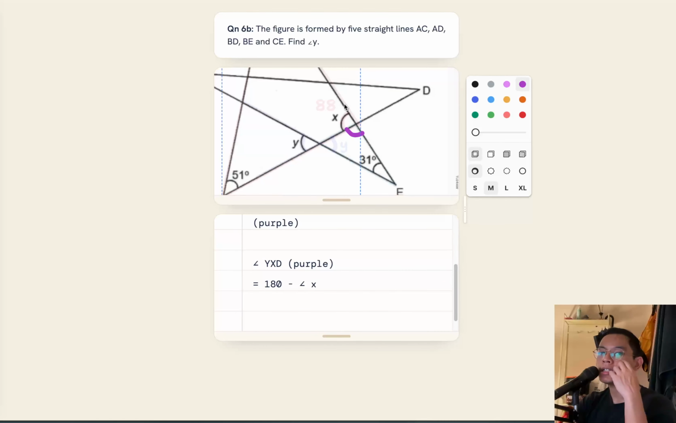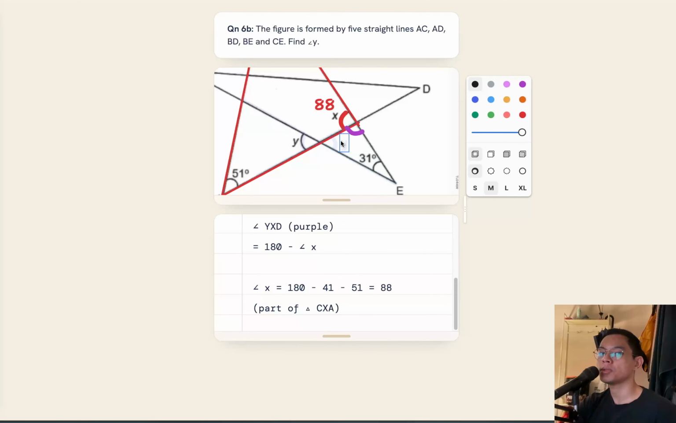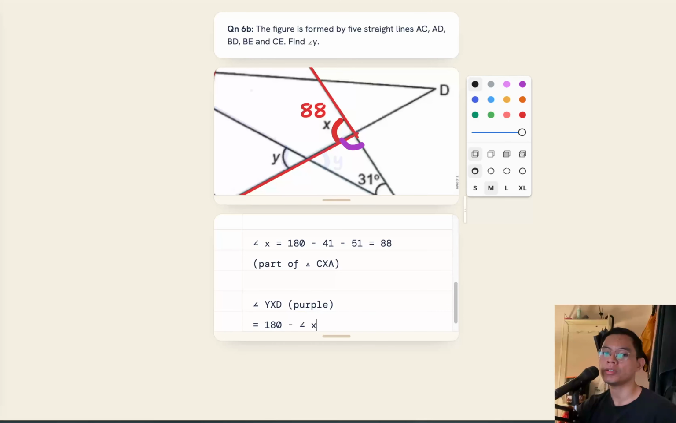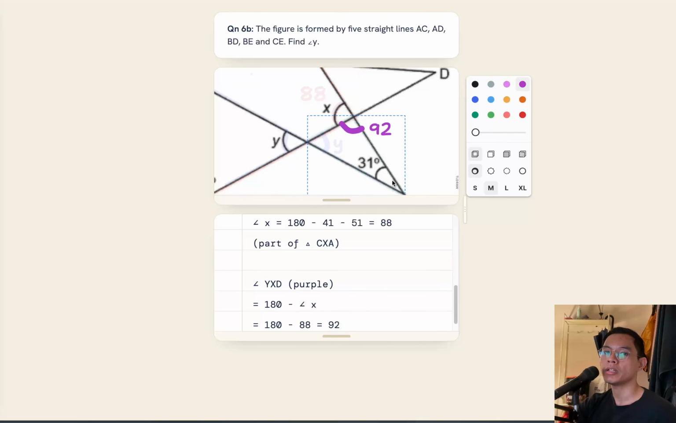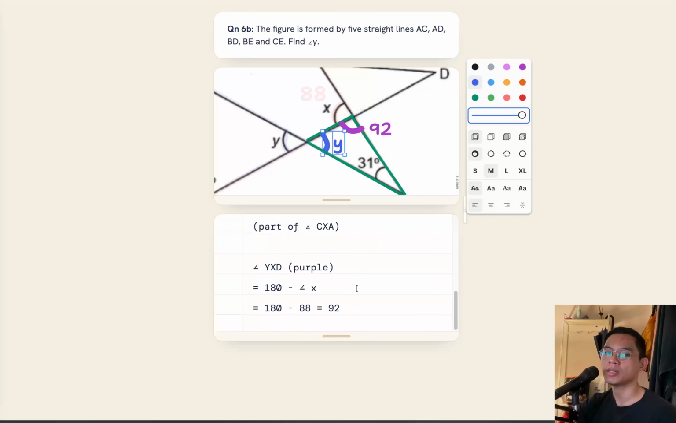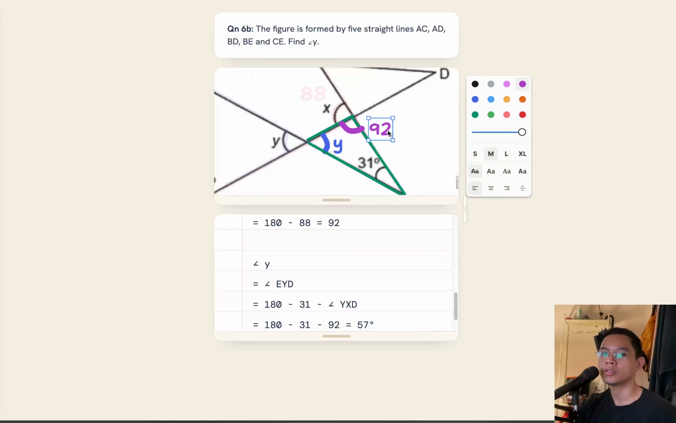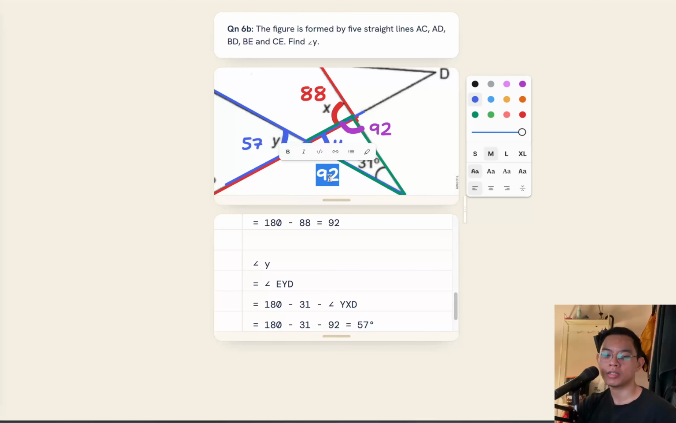So how to find angle X? We actually know it from the first part. Angle X over here is 180 minus 41 minus 51, which is 88. So angle YXD would be 180 minus angle X, 180 minus 88, which is 92. From here we can then get this other angle, angle Y. So angle Y is equal to angle EYD, which is equal to 180 minus 31 minus YXD, and YXD is 92, so that will be 57. Since angle Y is vertically opposite, that means 57. So angle Y here is 57 degrees. There you go, so that's the answer.